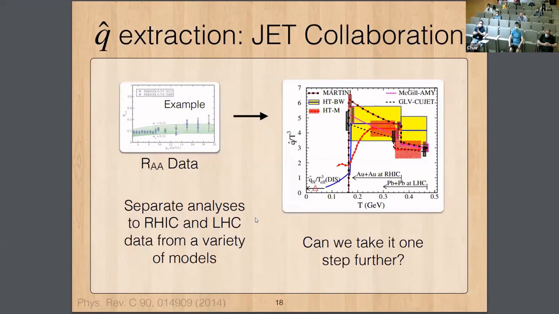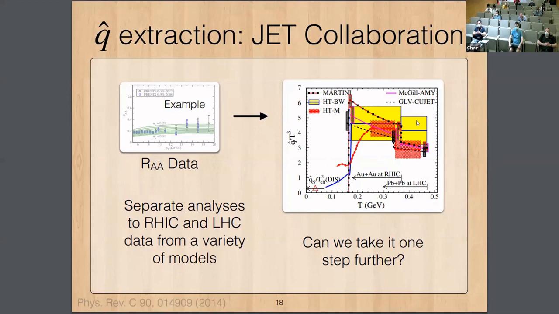Okay, so the start of this is the analysis done by the JET collaboration. The publication is like 8 years ago. So what they did is that they take the hadron RAA data, and then they do a separate analysis to RHIC and LHC energies. And they do this for a variety of different models. And the result is summarized on the right-hand side here.